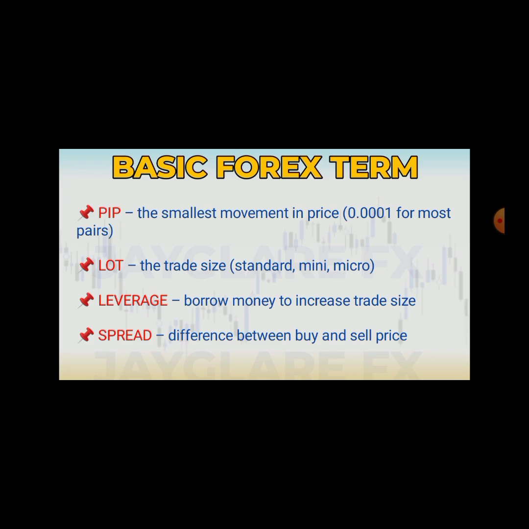And for most pairs, the pip is actually the fourth decimal place. As you can see on the screen, 0.0001 for most pairs. I'm going to talk more on this in another series when we go into the charts. Don't worry, you get to understand them better. So if the price moves from 0.0001 to 0.0002 like that, then there's a pip move. 1 pip movement is different for certain markets. We will talk more about that later.